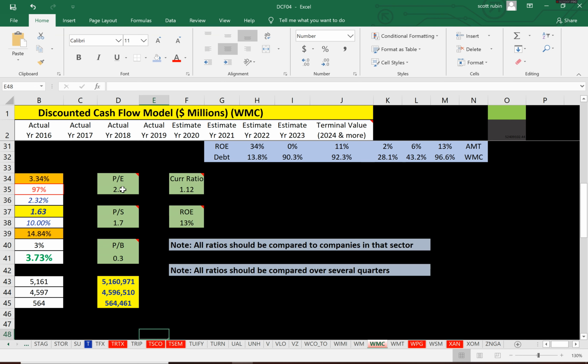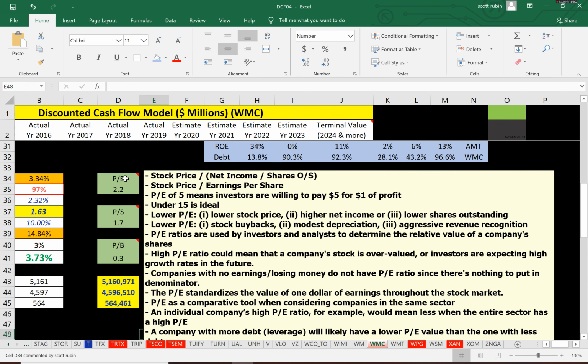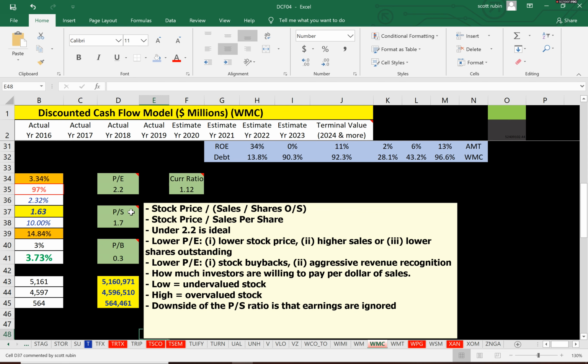Because a PE of 2.2 means investors are willing to pay $2.20 for $1 profit. So it's a pretty good return based off of the PE. They also have a good price to sales. I like to look for under 2.2. Theirs is 1.7. That's just the stock price over the sales per share. So they're using their revenue efficiently because they do have a really good price over sales ratio.